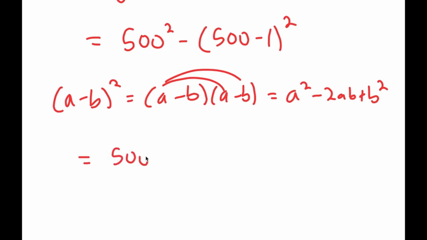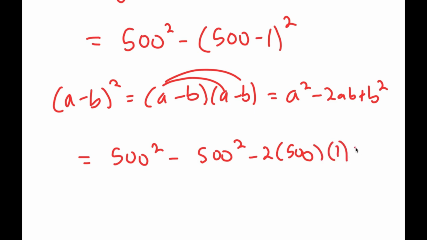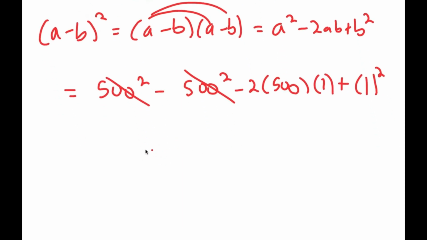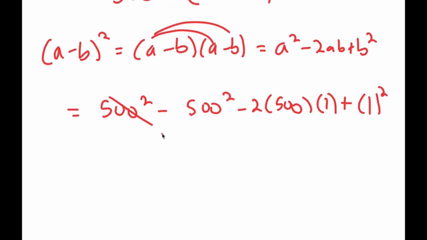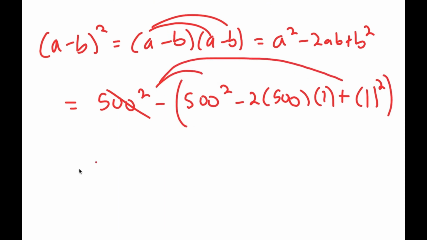So this is going to turn into 500 squared minus 500 squared minus 2 times 500 times 1 plus b squared, which is 1 squared. So these two cancel out. However, this is actually going to be in parentheses. So the negative sign distributes.